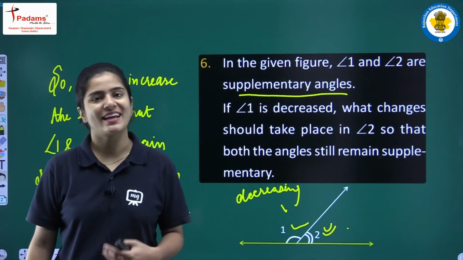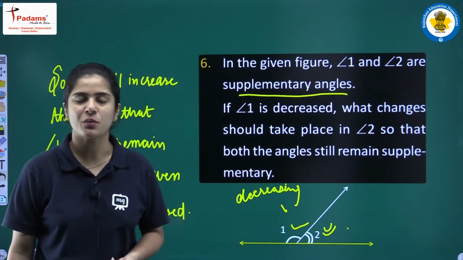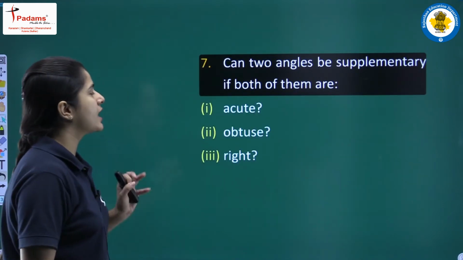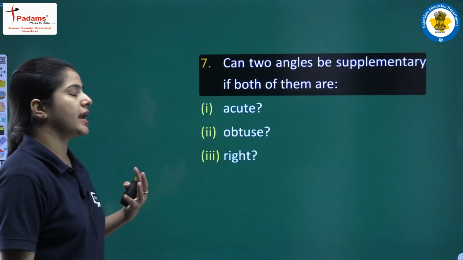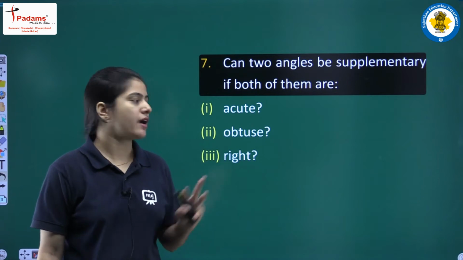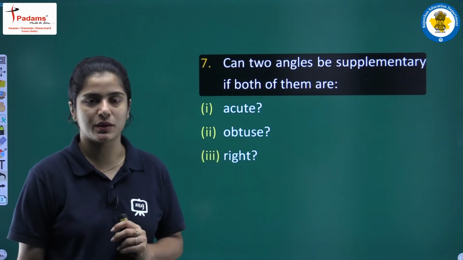Now we will be looking at another question. What is another question, students? Looking at the seventh question. What is the seventh question? Can two angles be supplementary if both of them are acute, if both of them are obtuse, and if both of them are right angles, okay students.